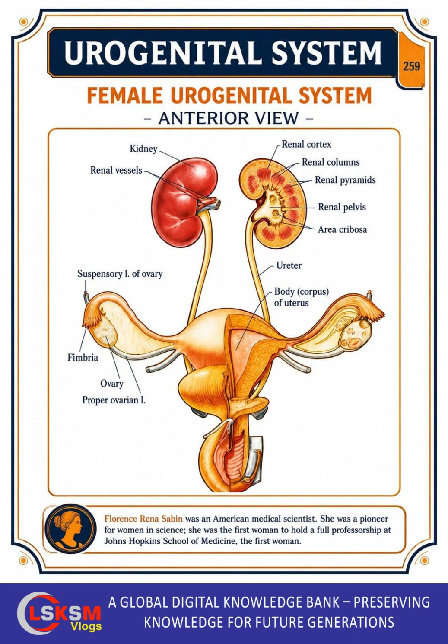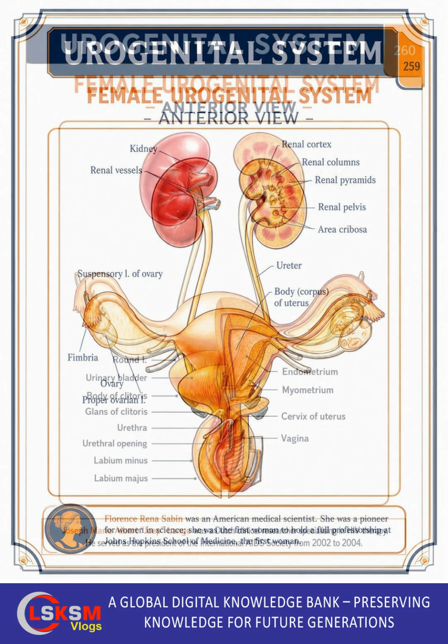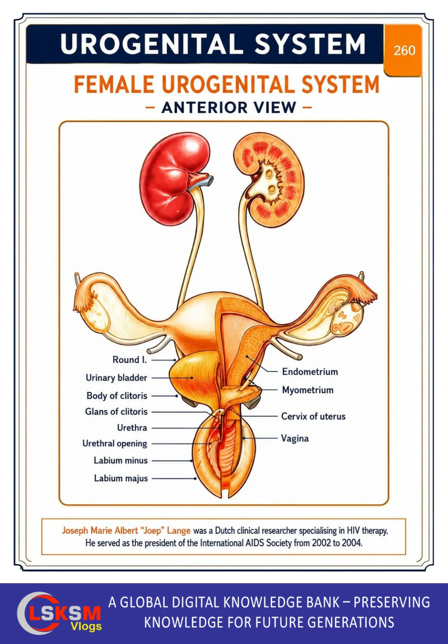Female urogenital system, anterior view. Displays the female urinary and reproductive organs from the front. It highlights their structure and coordinated functions. Shows the bladder, urethra, uterus, ovaries, and related structures. It explains the organization of the female urogenital system.